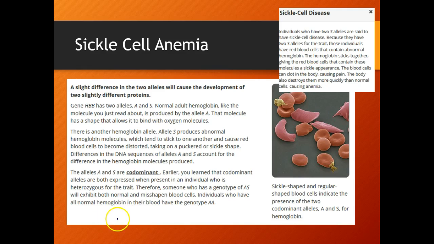Okay, so we know that big A is a healthy allele for hemoglobin, right? But remember, we do have two different alleles for hemoglobin. We have two alleles that cause a development of two slightly different proteins. So we have that one gene, which is HBB, that produces hemoglobin, and we have two alleles. One is healthy, and the other is not. So S produces the abnormal hemoglobin proteins.